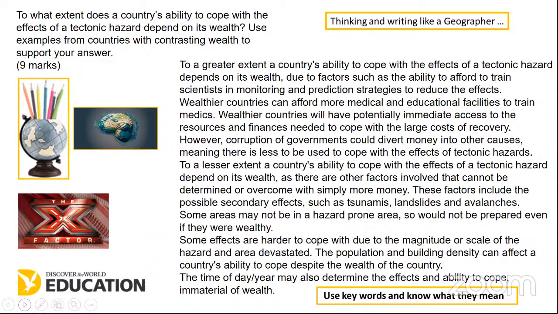Look at the people, the medical facilities, the education facilities, the monitoring, the prediction, and how they can cope, whether corruption might be something. So looking at the political side of things, looking at LICs and HICs, and then really looking at the population, the building density, maybe even the time of the day or the year. I'll leave that on there a minute so you can either screenshot that or take a photo of that.